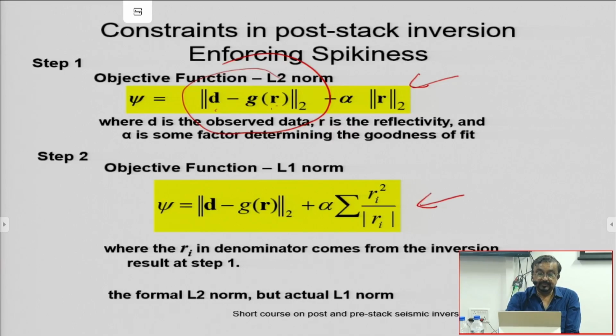So when you do the mixed norm optimization, when this was first written, lasso was not that popular. So people were using iteratively reweighted least squares. What they would do is simply take Ri squared and divide it by the mod of Ri to get to the L1 norm. So we have an L1 norm constraint, and this actually made a big difference. It completely changed the way people were doing inversion.